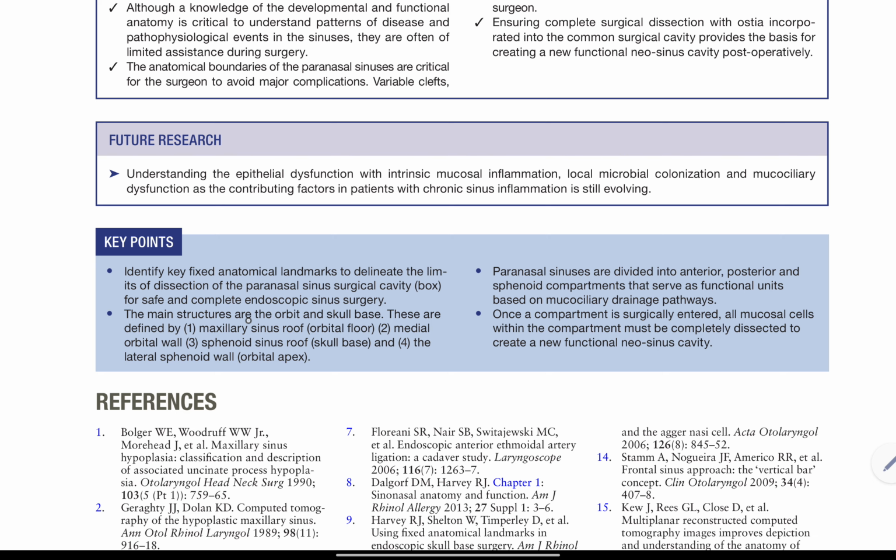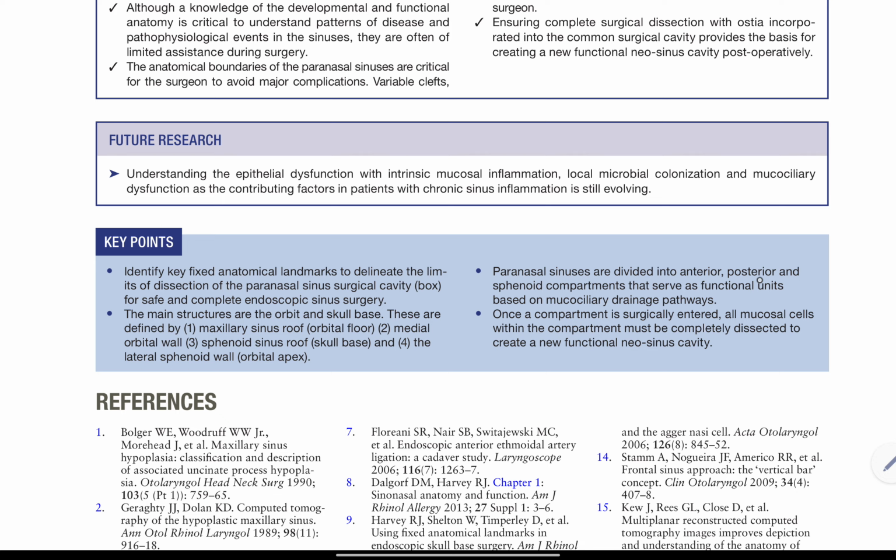The main structures are the orbit and skull base. These are defined by: 1. Maxillary sinus roof, which is the orbital floor, 2. Medial orbital wall, 3. Sphenoid sinus roof, which is skull base, and 4. The lateral sphenoid wall, that is the orbital apex.